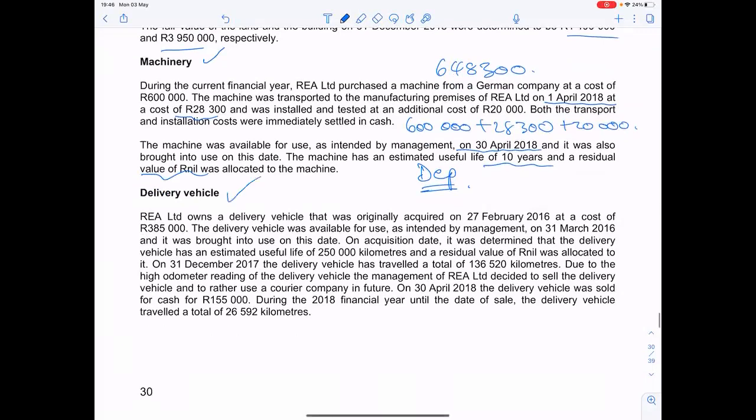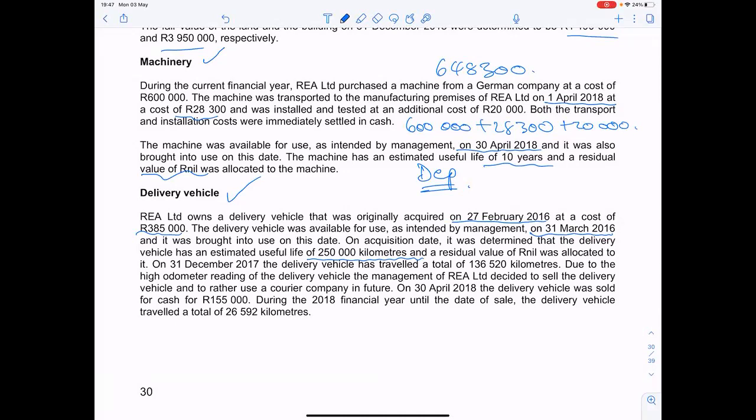Then there is a delivery vehicle. RIA owns a delivery vehicle that was originally acquired on 27 February 2016 at a cost of 385,000. The delivery vehicle was available for use as intended by management on 31 March 2016, and it was brought into use on this date. On acquisition date, it was determined that the delivery vehicle had an estimated useful life of 250,000 kilometers, and the residual value of 0 was allocated to it.